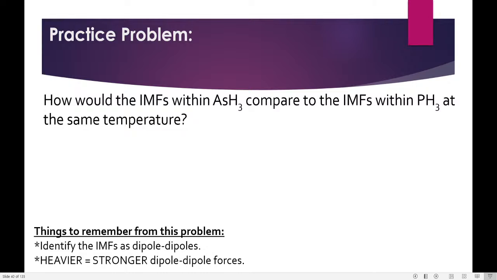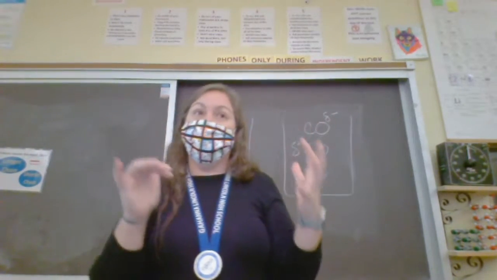Anybody got an answer for me? What do you think? AsH3 is stronger, why? Because it's heavier. Okay, so the first thing that you have to do is think about those Lewis dot structures, right?